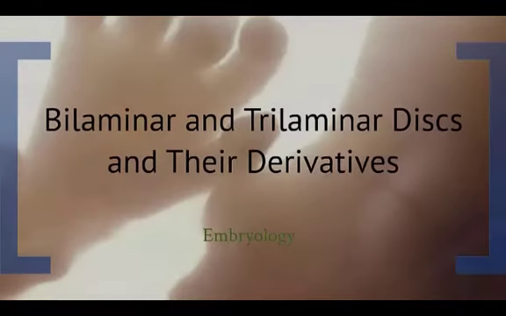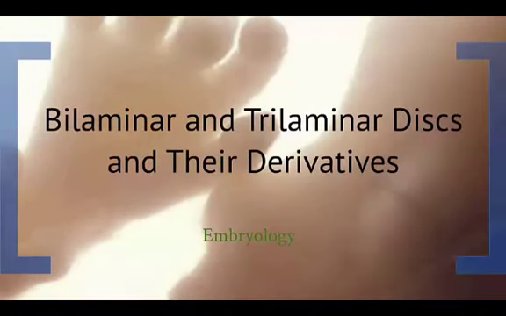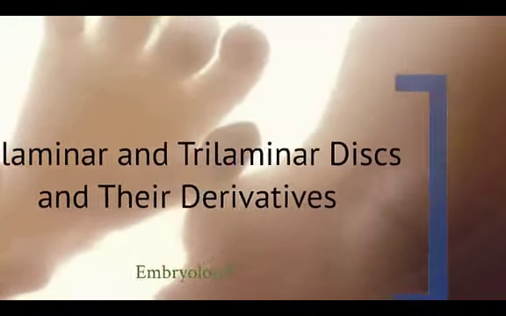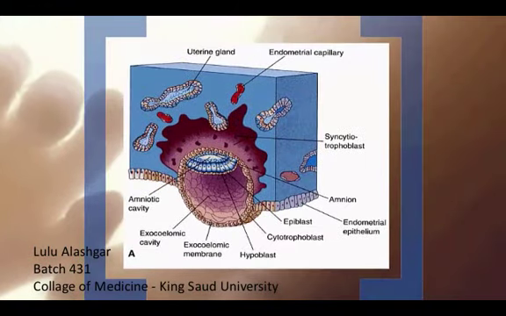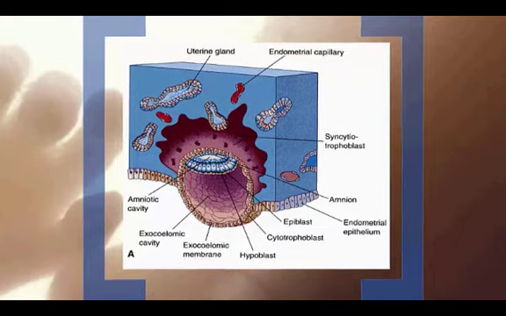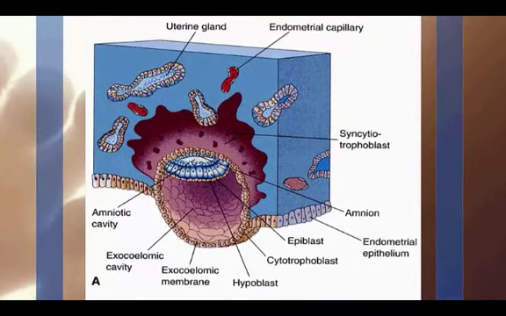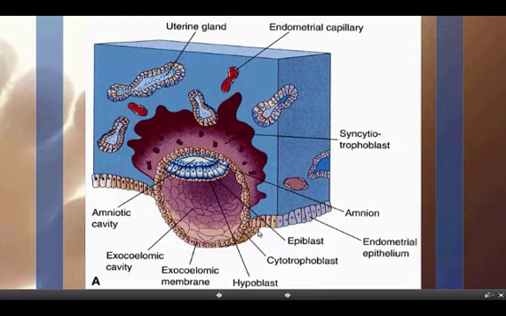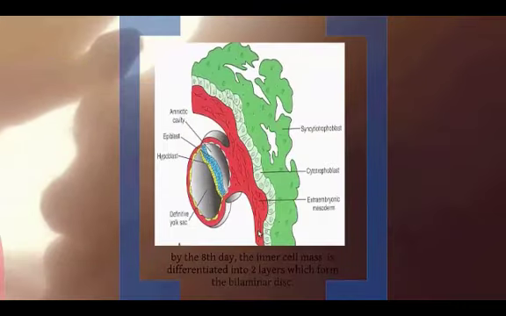In this video, I'll be talking about the bilaminar and trilaminar discs and their derivatives. First of all, the implantation of the blastocyst and the endometrium of the mother's uterus is completed by the second week, during which extraembryonic structures form, such as the amniotic cavity, the amnion, the yolk sac, and the allantois, or the connecting stalk.